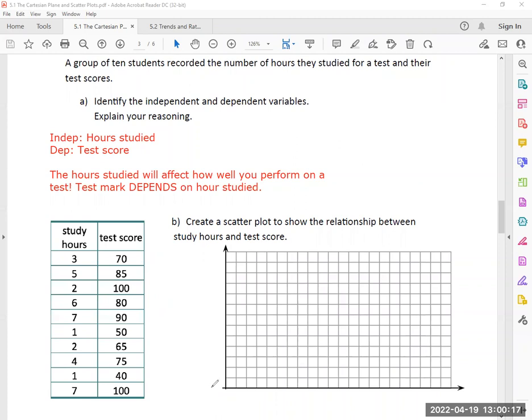So I am going to give you a quick hint. 1, 2, 3, 4, 5, 6, 7, 8, 9, 10. Maybe it makes sense to go up by tens. Oh no, maybe it makes sense to go up by half hours. So 1, 2, 3, 4, 5, 6, 7, 8, 9. Go ahead.